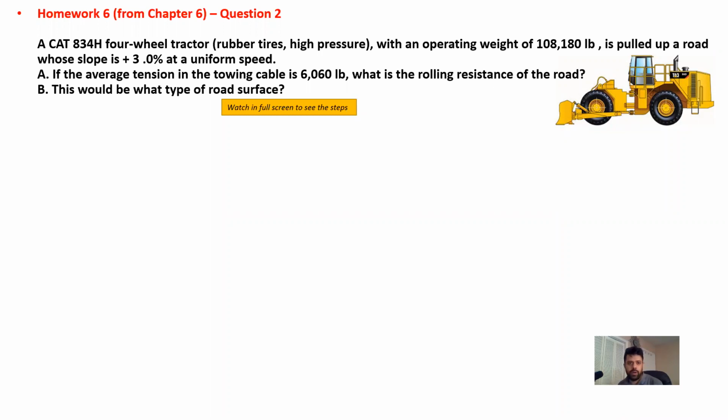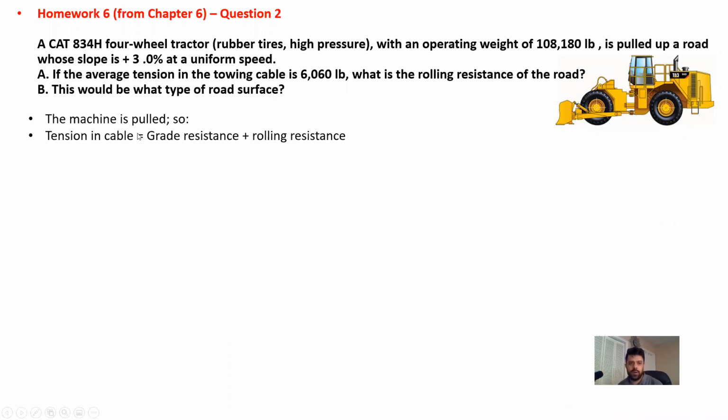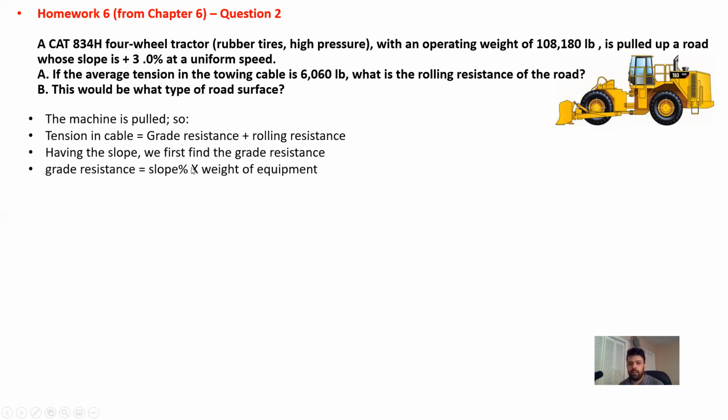Okay. All right. The machine is pulled, so the tension in the cable will show the summation of grade and rolling resistance. Since we have the slope, we can easily find the grade resistance. Slope percentage multiplied by the weight of the equipment will give us the grade resistance. So it's 3%. This was the weight. We need to use it in pounds. So this will be the grade resistance in pounds.